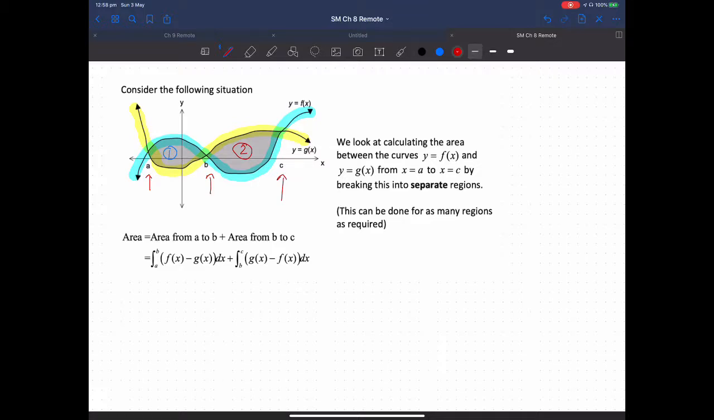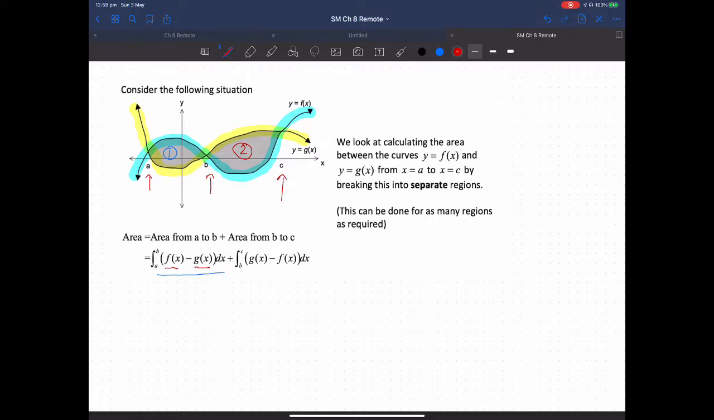In that region of the graph, you can see that fx is on top and gx is underneath. So in that case, we go fx minus gx, because that will always give us a positive distance. So it will be the integral between A and B of fx minus gx.